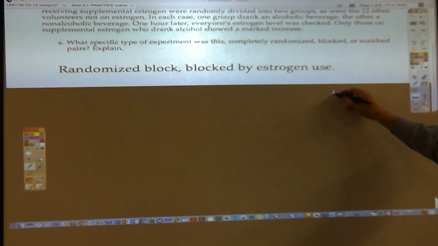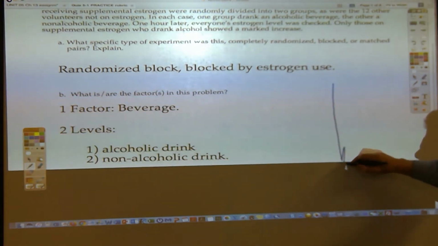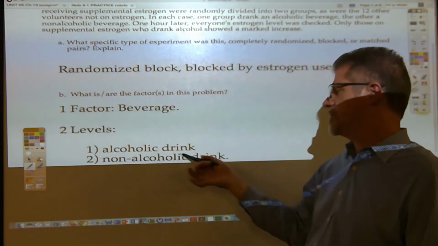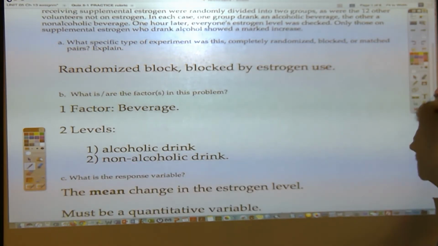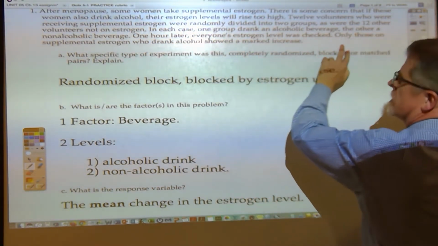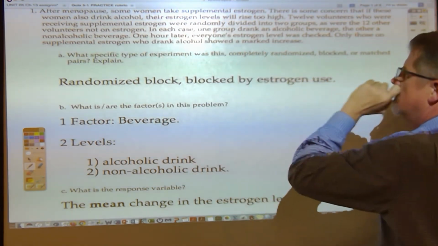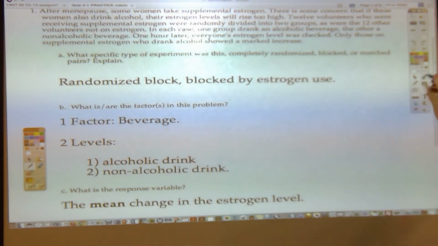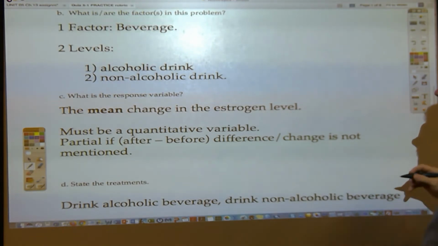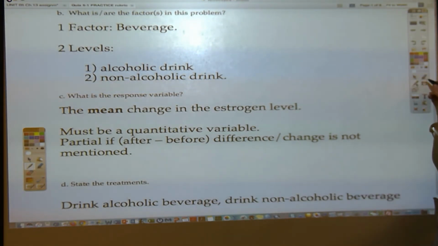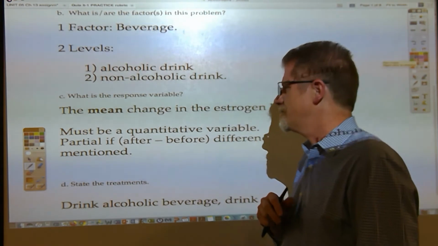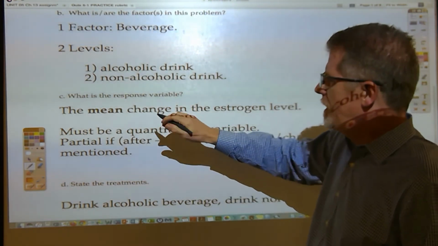In part B, what are the factors? There's only one factor. It has two levels. There's the beverage factor. And level 1 of beverage is alcoholic drink. Level 2 is non-alcoholic drink. The response variable is, see what they're measuring, 1 hour later, everyone's estrogen level is checked. Your response variable ideally is going to be, it should be a parameter, either mean or proportion. And you could have said, the proportion of women who have increased estrogen. But here they picked mean.